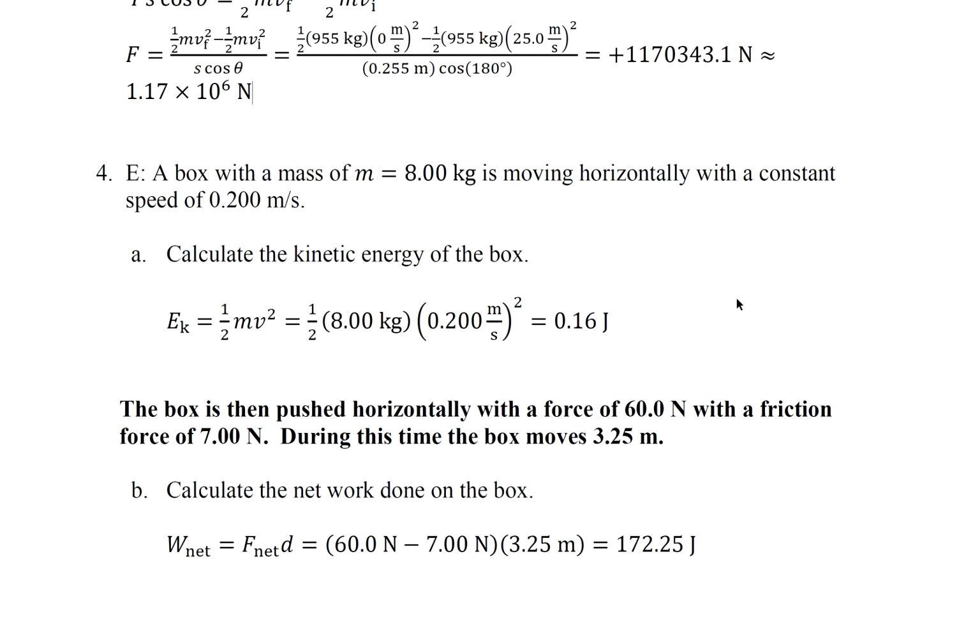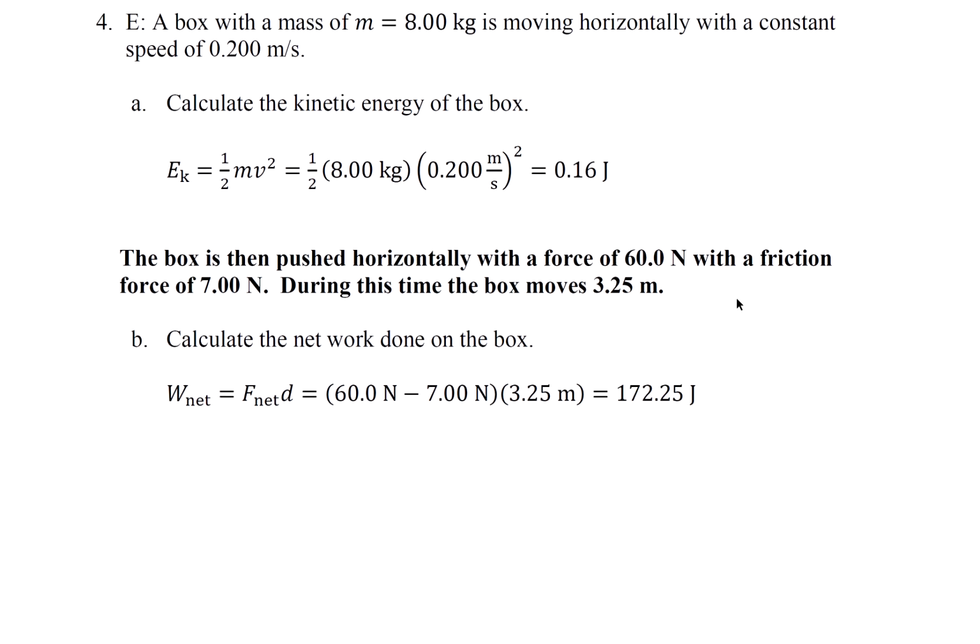Question 4. A box with a mass of 8 kilograms is moving horizontally with a constant speed of 0.2 meters per second. Part A, calculate the kinetic energy of the box. We're going to use 1/2 mv squared. The box is then pushed horizontally with a force of 60 newtons with a friction force of 7 newtons. During this time, the box moves 3.25 meters. Calculate the net work done on the box. So work is equal to F d, and F is F net. So it's 60 minus 7.